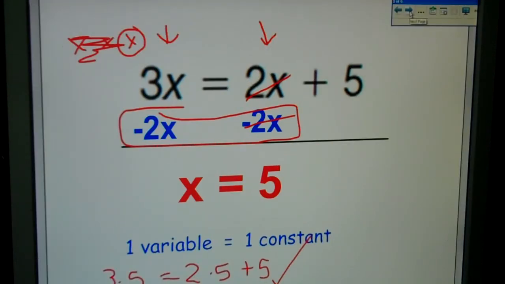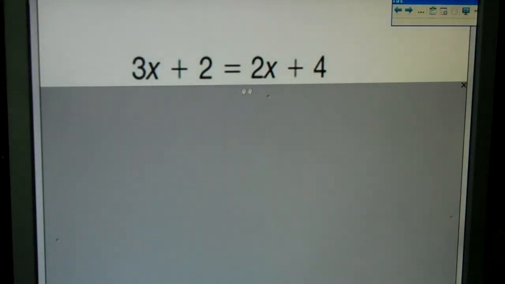All right, next one. Here we go. Now it's getting a little tougher. Okay? We have 3x plus 2 equals 2x plus 4. I have constants on both sides. I got 2 over here, 4 over here, and then I've got a variable on both sides. I got 3 over here and 2 over here. I need the variables to be on one side, the constants to be on the other.